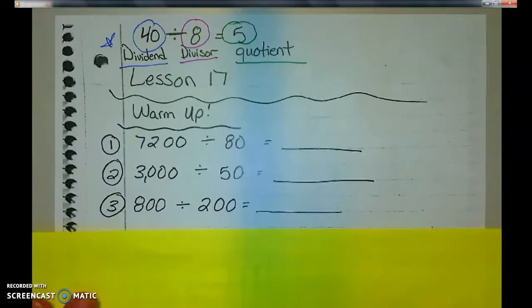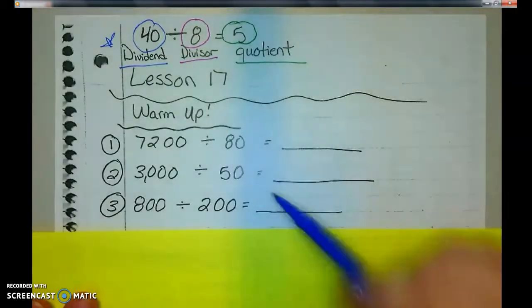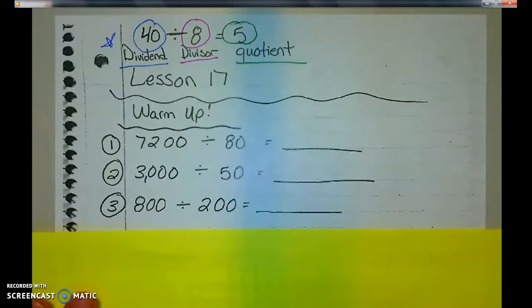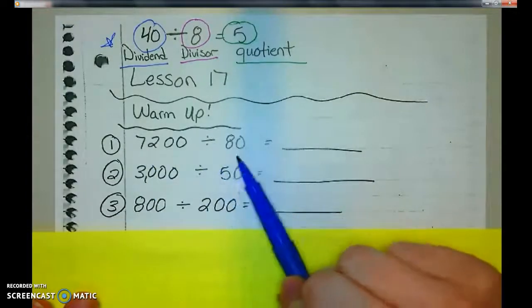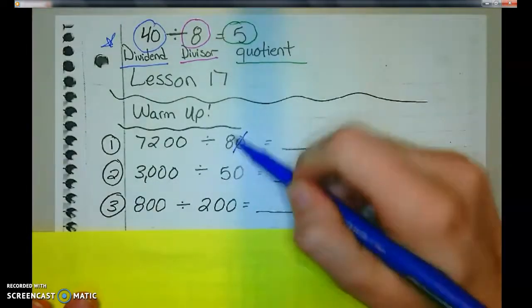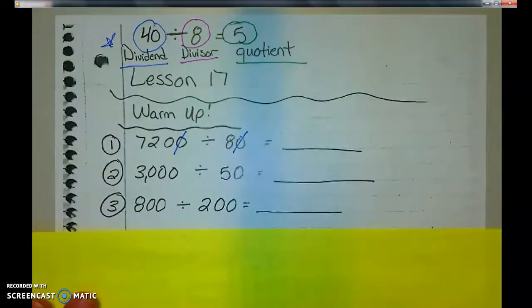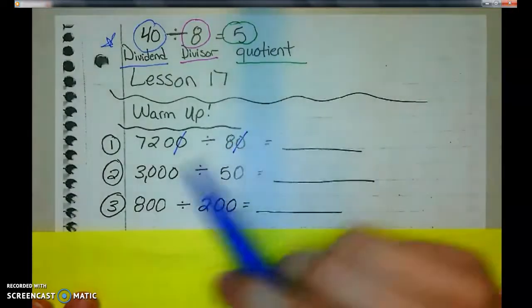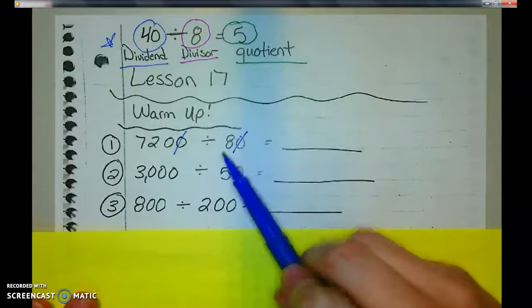All right, jumping into our warm-up problem. So this is just a repeat from yesterday. When we are dividing, we can just cross out the zeros that these 2 numbers share. So in this case, they only share 1 zero, technically, for number 1. So I have 720 divided by 8.